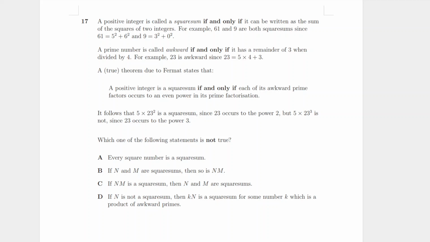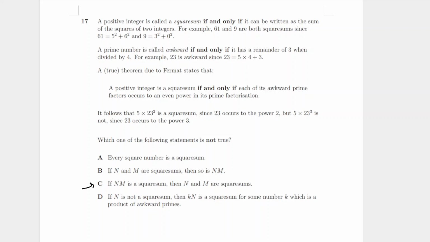So a theorem due to Fermat states that a positive integer is a square sum if and only if each of its awkward prime factors occurs in even power in its prime factorization. Okay, I never knew that. Great to know. And then they give you examples. Which one of the following statements is not true? Now, technically, there's a really obvious counterexample.